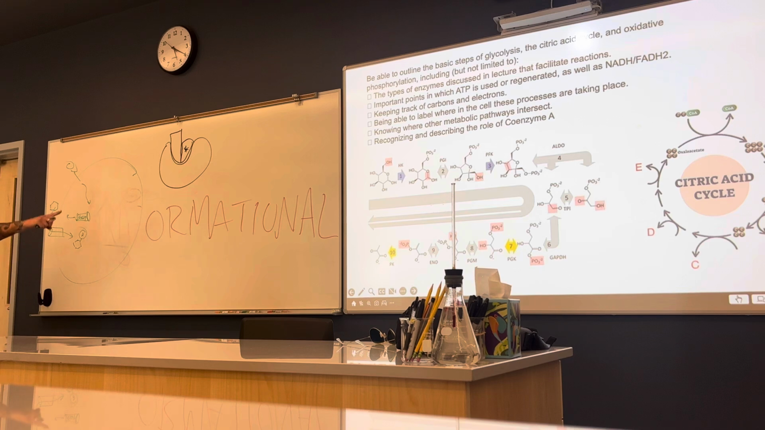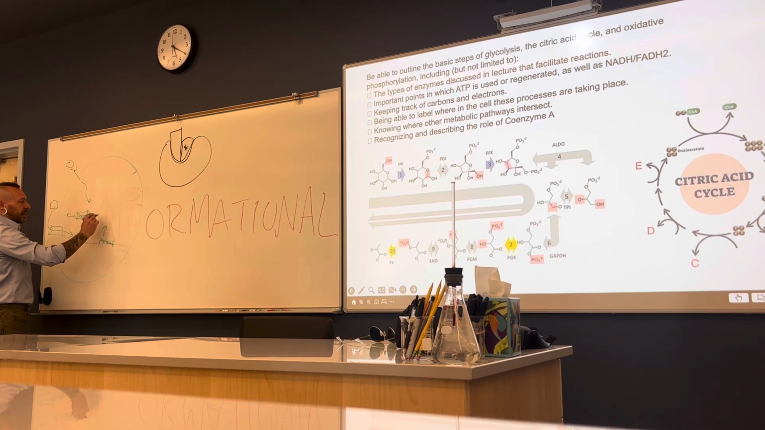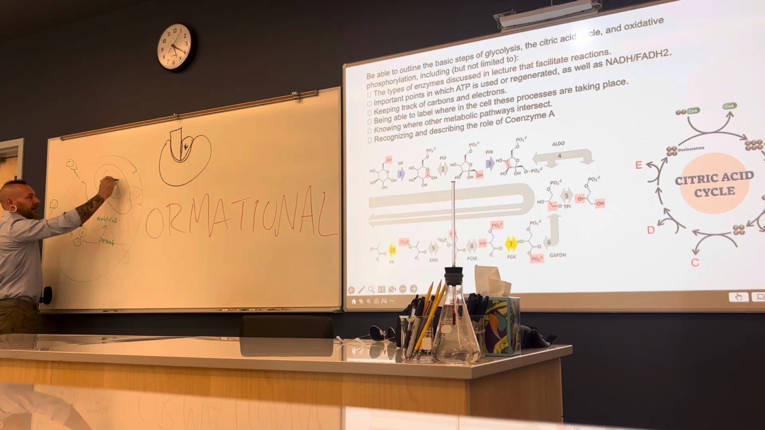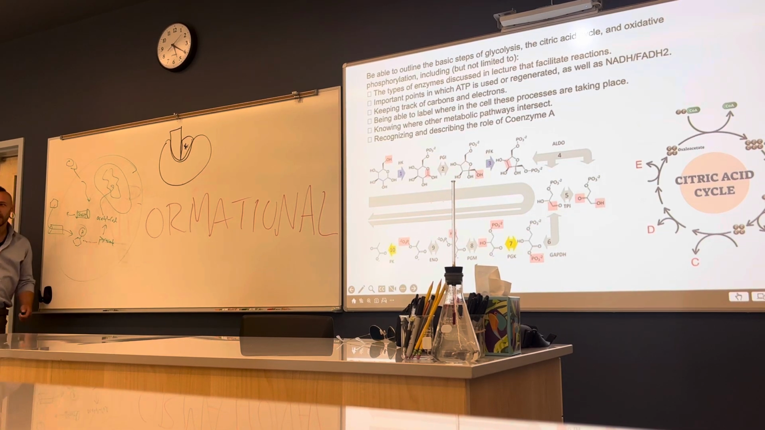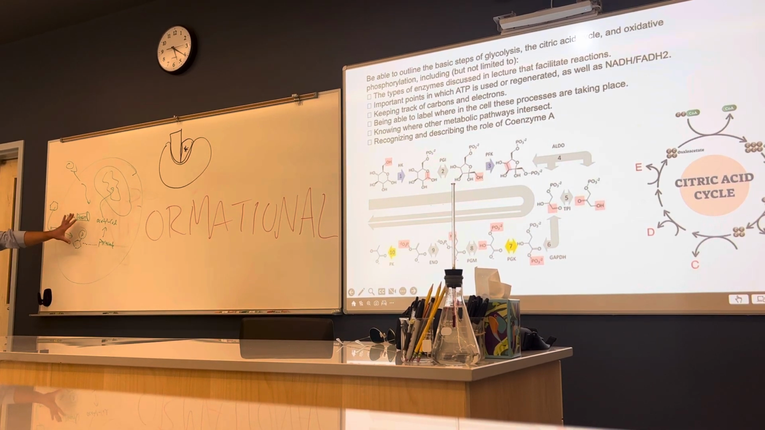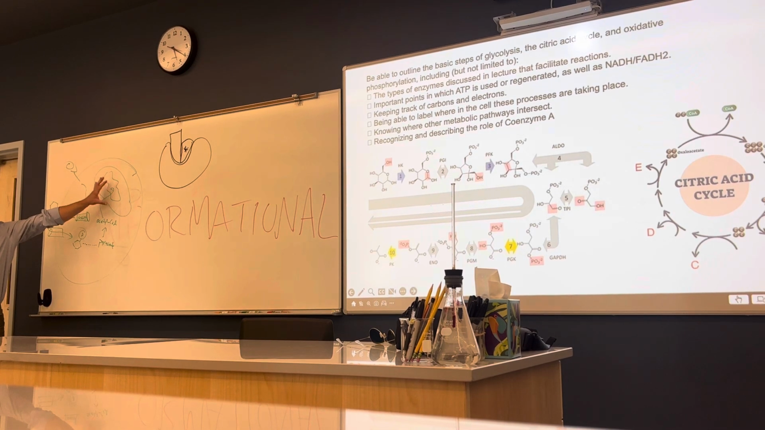Then, 10 steps. 1, 2, 3, 4, 5, 6, 7, 8, 9, 10 steps. We get pyruvate. Pyruvate becomes acetyl-CoA. Then the acetyl-CoA goes into the mitochondria where the citric acid cycle and oxidative phosphorylation happen. So glycolysis in the cytosol, citric acid cycle and oxidative phosphorylation in the mitochondria.